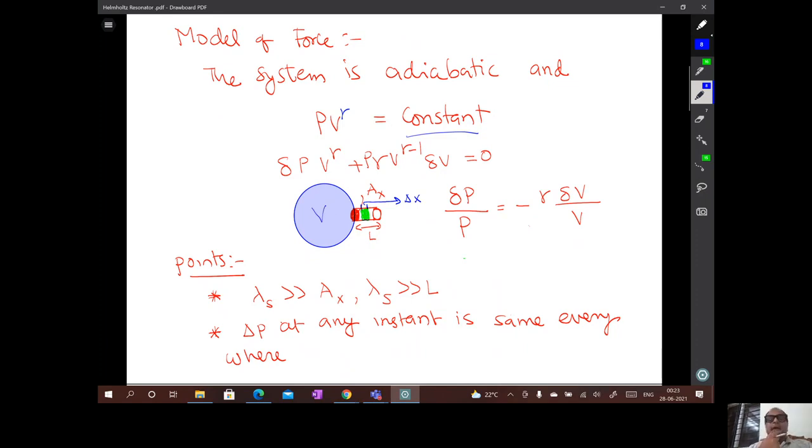Okay, now we get an expression for delta P by P, which is equal to minus gamma delta V by V. It's very simple. You take the above equation, transpose it to the right hand side because it is 0, then the minus sign will be there. So you have delta P by P, and V raised to gamma will come in the denominator. There is a V raised to gamma minus 1 in the numerator, so it cancels out. So you'll get V, so delta V by V on the right hand side.